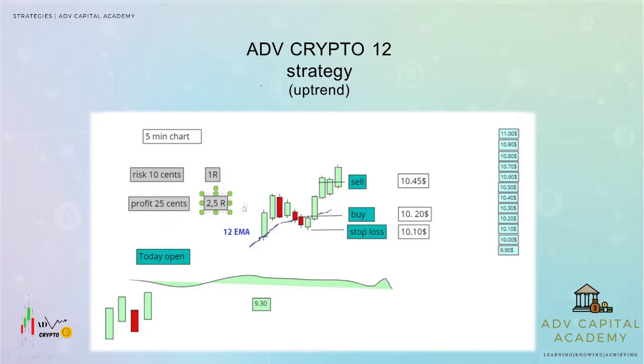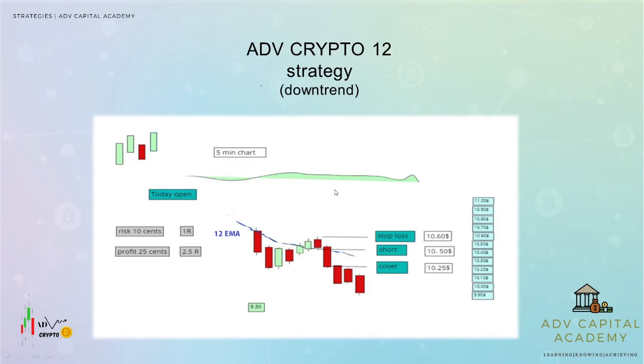We want to take profits at 2.5 times our risk. So 10 cents times 2.5 is 25 cents. We set to sell if the price goes to 10.45. Once the price reached 10.45, we sold and we took our profits.